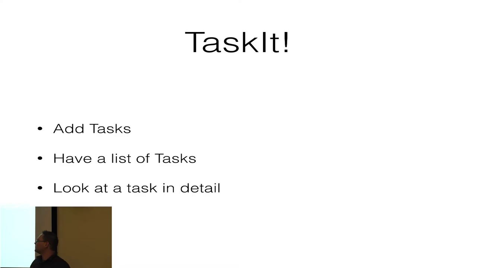If we were going to go do this, what do you think some classes or things we should be making would be? Task. Yeah, we need a task model object. Good. Other class. Task list. Yeah, you could have a list. You could also have an array list of tasks, but yeah, we could have that too.